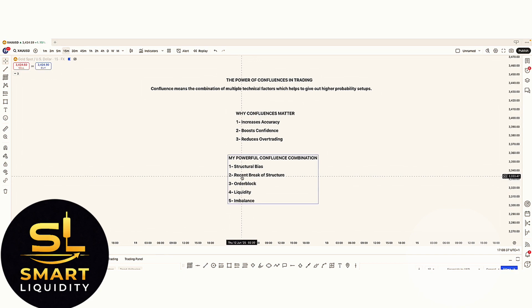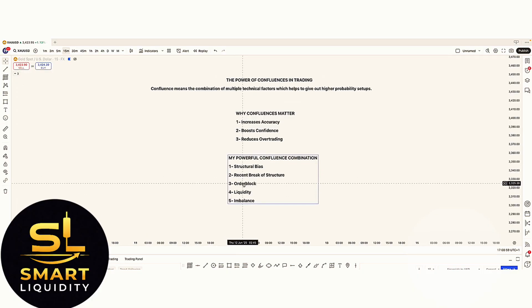So I need to look out for the recent break of structure from my entry time frame, which is 15 minutes. And once I get the recent break of structure, I look out for where the break of structure emanated from. That is the impulsive movement that caused the break of structure, where it started from. And from there, that is where I will map out my order block.